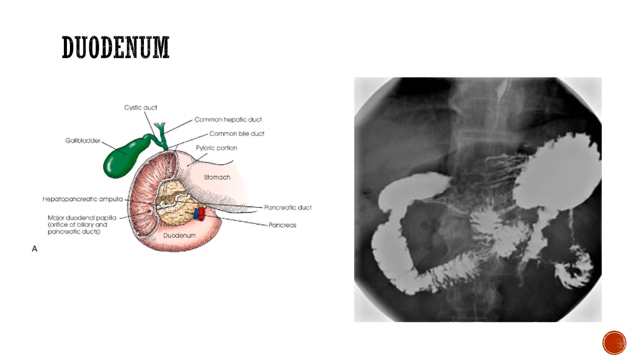Looking at the duodenum, we have the pyloric portion, the first part of the duodenum. Here's the gallbladder along with the cystic duct and the common hepatic duct. Here's the common bile duct coming down, and then the pancreatic duct coming across here with the opening into the duodenum.